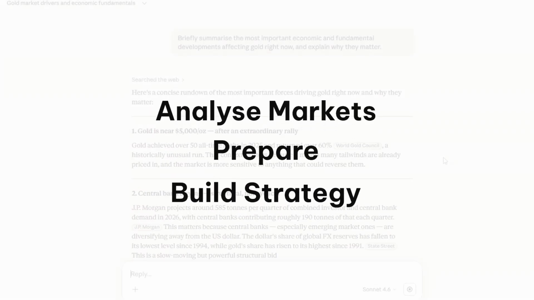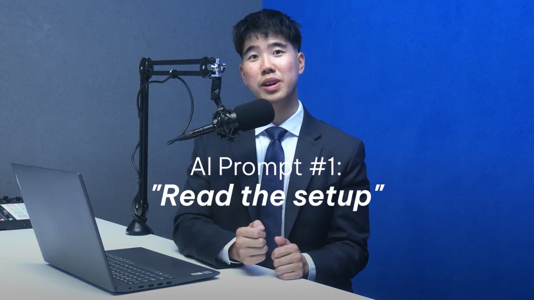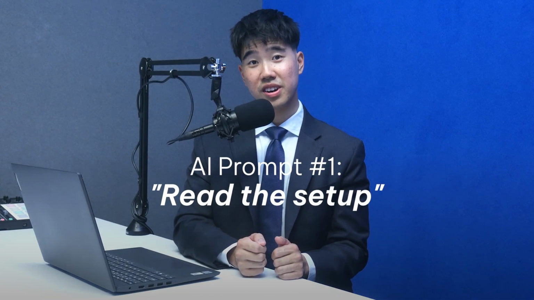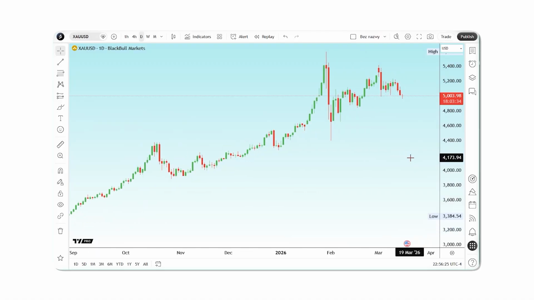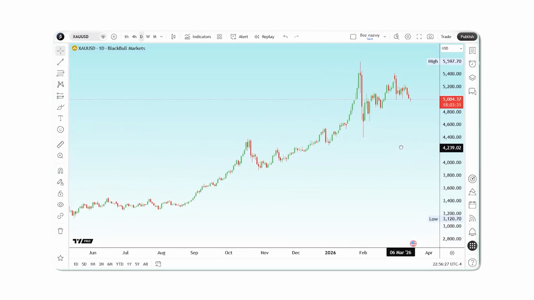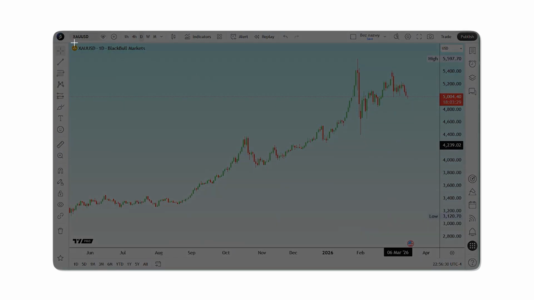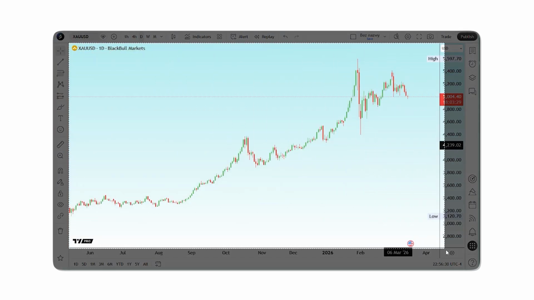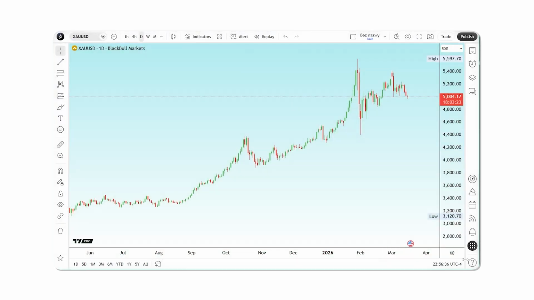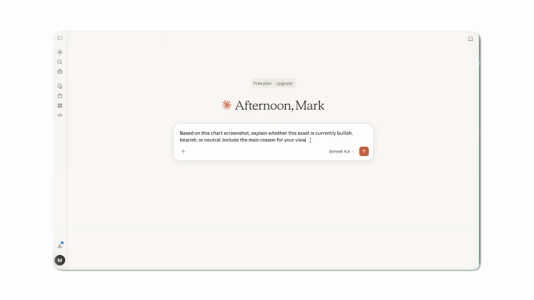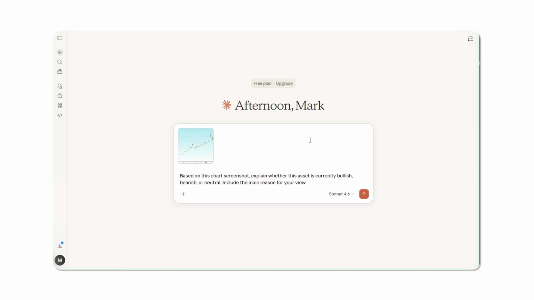The first prompt is to ask the AI to explain whether a setup is bullish, bearish, or neutral. This is useful because it helps you understand the logic behind a market structure instead of just guessing the direction. You can take a screenshot of the chart from TradingView, MetaTrader, or cTrader, then ask it to explain whether the setup looks bullish, bearish, or neutral and why.